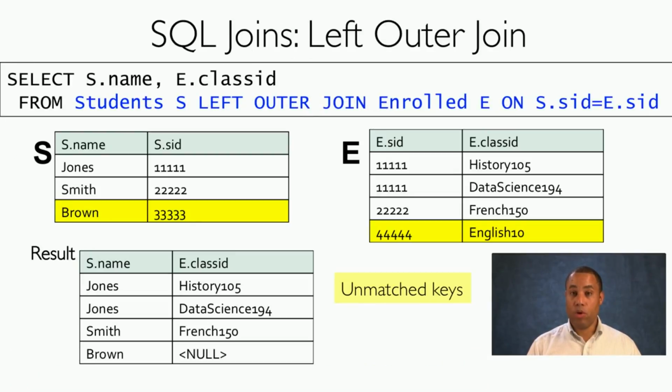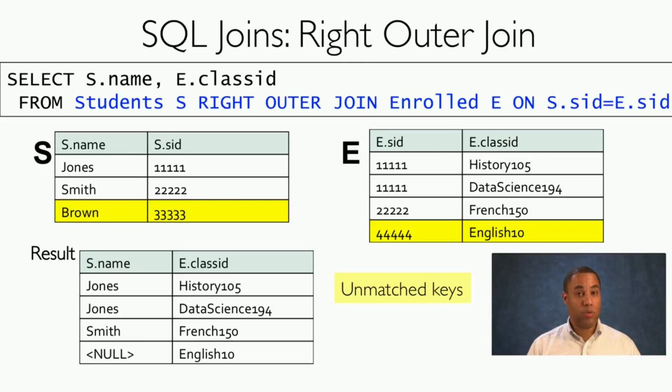The second type that we want to look at is a left outer join. With a left outer join, if a key appears in the left table, in this case students S, but not in the right table, in this case enrolled E, then the key is included, but with the value null. So in this case, Brown appears in the result, but with a class ID that's null.